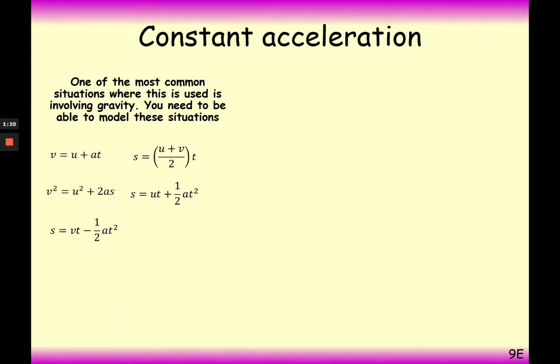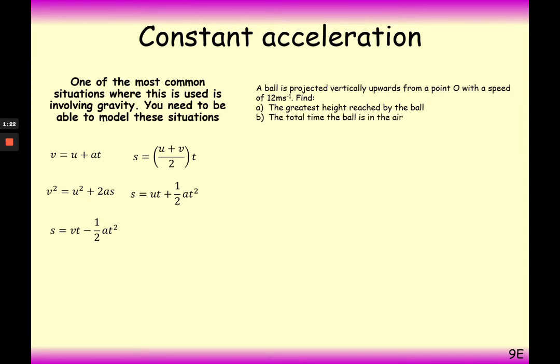So here are our Suvat equations, all 5 of them that we know. A ball is projected vertically upwards from point O with speed 12 meters per second. We need to find the greatest height reached by the ball and the total time it's in the air.